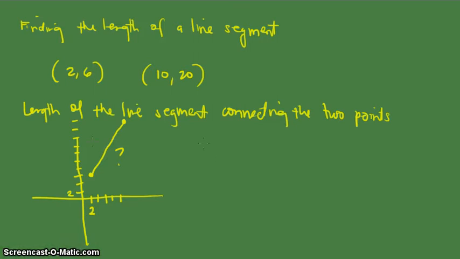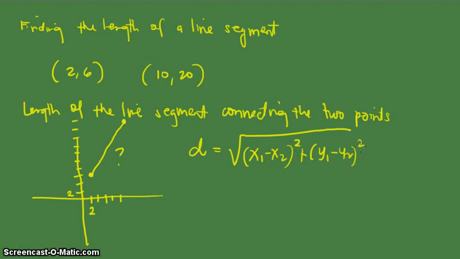Now to find the length of the line segment, we use the formula for the distance. The distance between 2 points can be obtained by taking the square root of the difference in the x squared plus the difference in the y squared. So it's formula based. There are proofs on how to get this formula, but in this video, all we have to do is show you how this formula can be applied. So these are the points. This is our x1, and this is y1, this is x2, and this is y2.